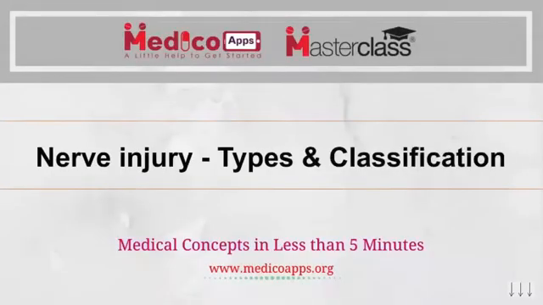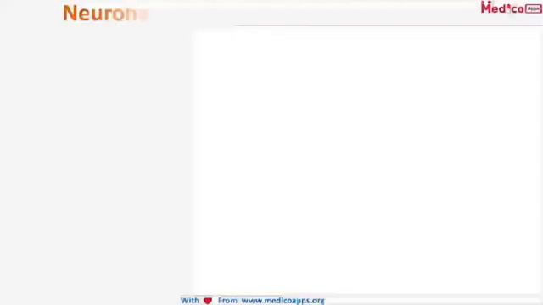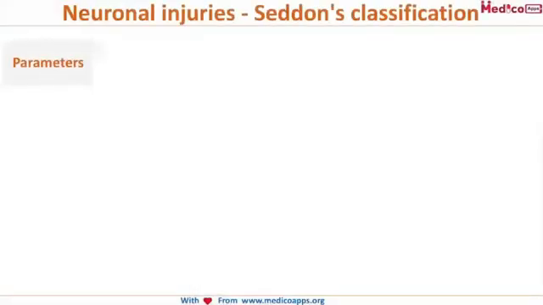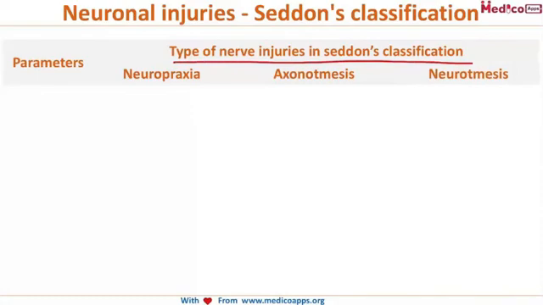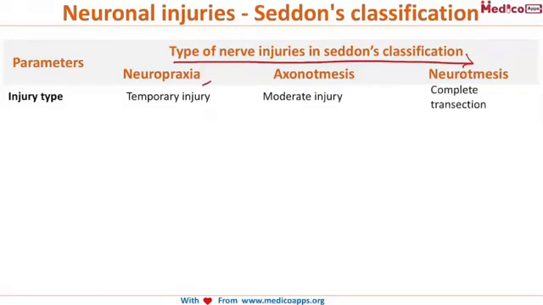Now, let's quickly look at types of classification of nerve injury. So, the first type of classification we'll be looking at is the Seddon's classification. It classifies nerve injuries into three names that we have just seen. The first one is neuropraxia, next is axonotmesis, and the third is neurotmesis. The severity of injury keeps on increasing from neuropraxia to neurotmesis. So, the injury type is temporary in neuropraxia, moderate in axonotmesis, and there is a complete transection of the nerve fiber in neurotmesis. That is the most severe type of nerve injury.